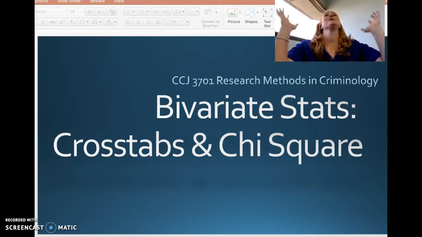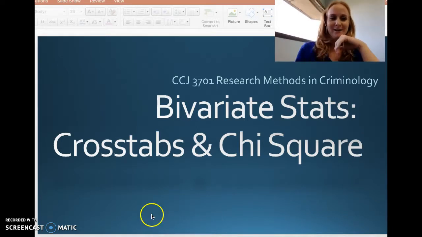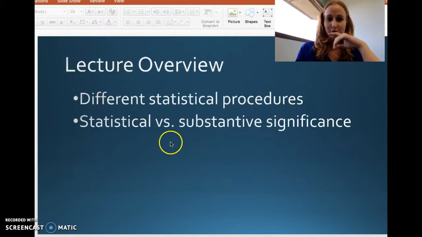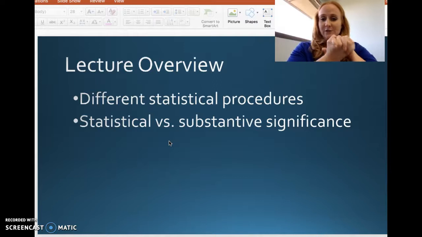So I'm back here in Turlington Hall and ready to share with you crosstab and chi-square. So we're going to do that statistical procedure, as well as talk about statistical versus substantive significance. This is something you kind of saw at the end of the last lab. You know, what does she mean by that? What the heck is that?